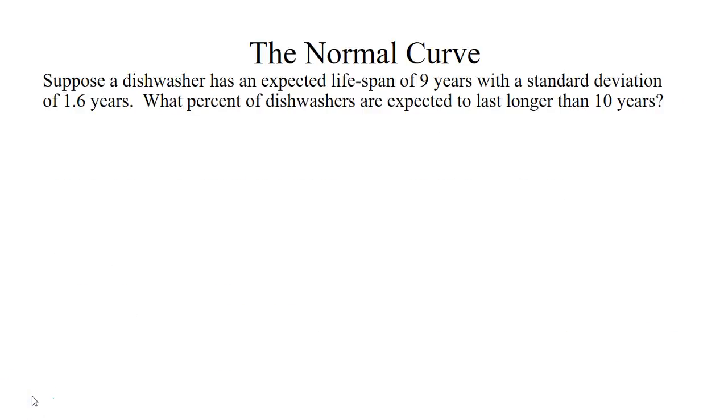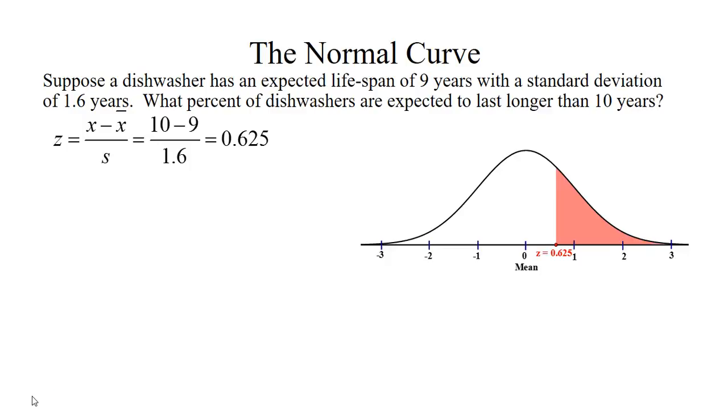Suppose that a dishwasher has an expected lifespan of 9 years with a standard deviation of 1.6 years. What percent of dishwashers are expected to last longer than 10 years? So we're going to again start by finding our z-score. So our data value is 10 years and our mean is 9 years and our standard deviation 1.6. That gives us 0.625 as our z-score. So we're going to plot that on our curve. And what we want to do is shade the area to the right of that because we want the number that are going to last longer than 10 years.